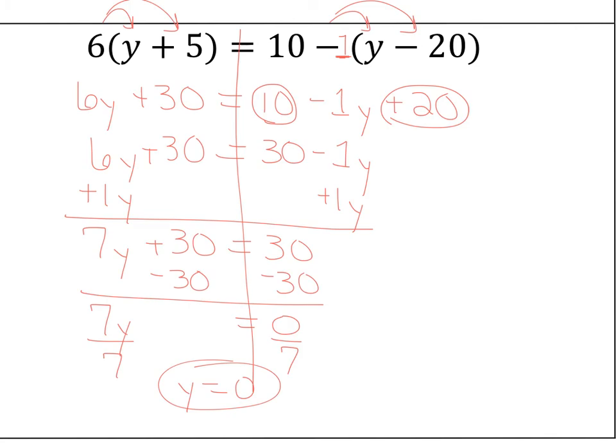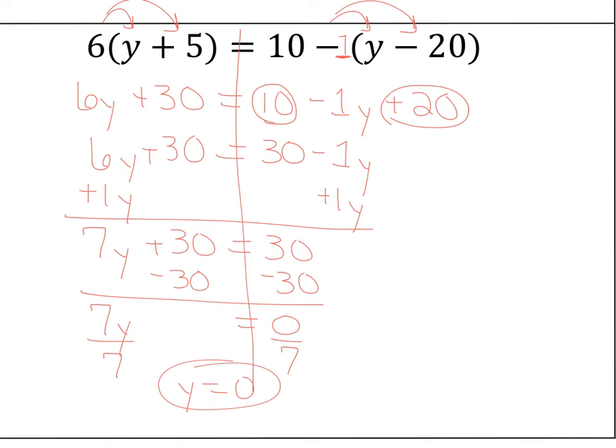All right. I got y equals 0. Let's see how we did. I found my equal sign, right? So I put my line through it. I had distributive property on the right. 6 times y is 6y. 6 times 5 is 30. I had distributive property on the left side. I had to bring down the 10. Negative 1 times y is negative 1y. Negative 1 times negative 20 is positive 20.